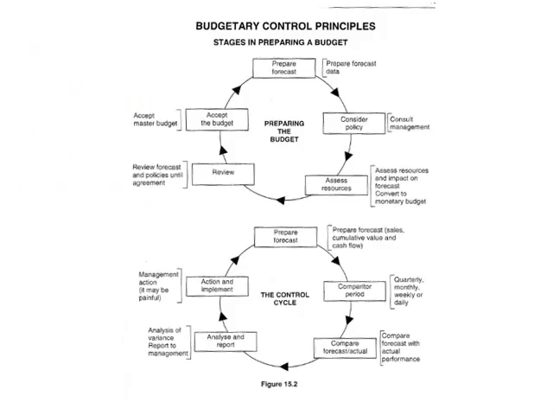Okay, then budgetary control principles. You guys should go through this and be able to use these principles and explain it to me. Prepare a forecast, consider your policy, assess the resources, review, and accept the budget. So that's basically what we've gone through now. And then the control cycle, in contrast to that, is to prepare your forecast, your comparator period. So you can compare the stuff.